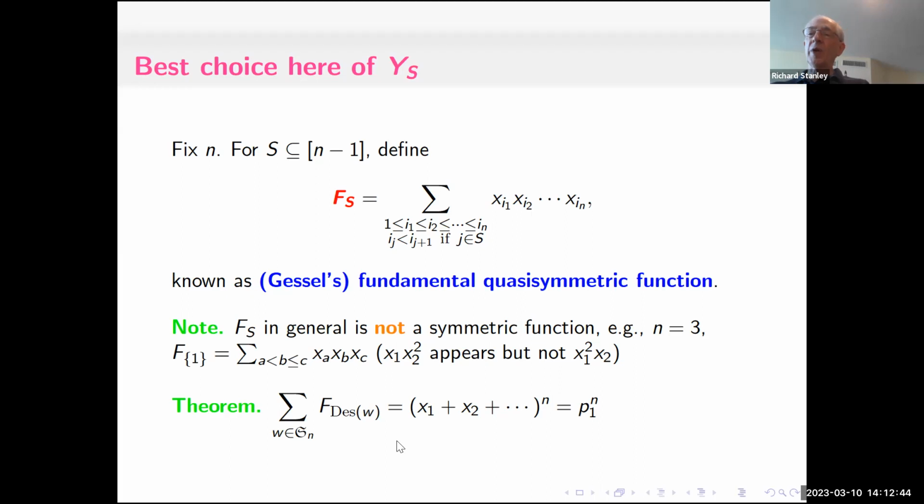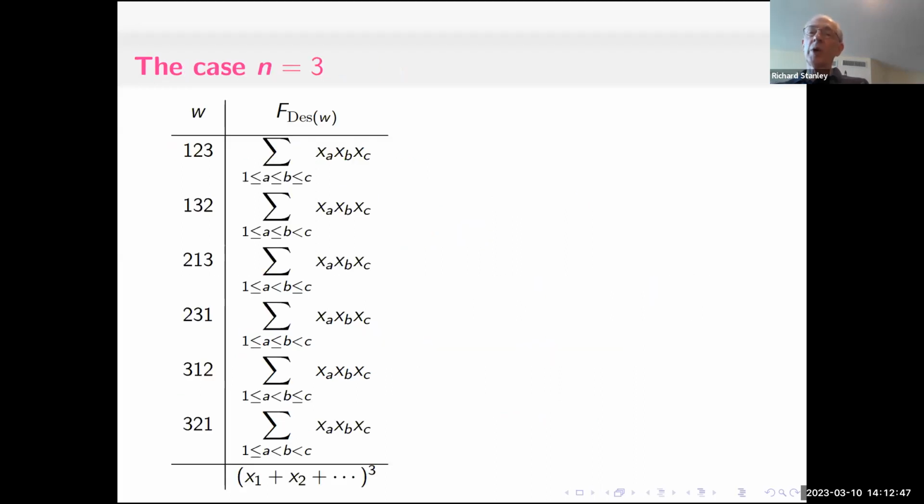I will not prove this, but instead we'll look at one example. n equals 3. There are 6 permutations in S_3, and I've written down the corresponding fundamental quasi-symmetric function. Here there's a descent in the second position, 2 is in the descent set, so there's a strict inequality here after the second number. You have all these quasi-symmetric functions. They're not always symmetric, but their sum is a symmetric function, the sum of the x_i cubed.